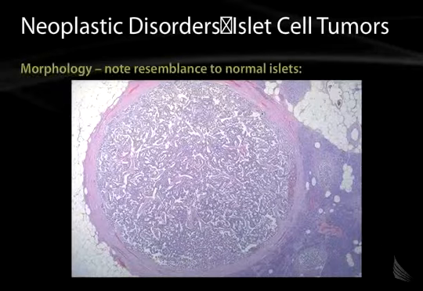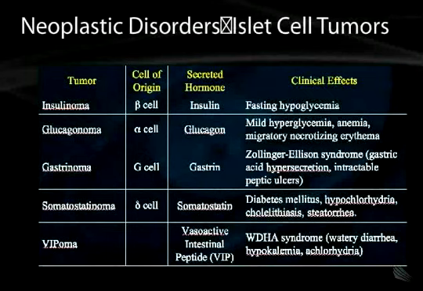This pathologic slide shows an islet cell tumor. Notice the resemblance to normal islets. This slide summarizes the various types of islet cell tumors. The insulinoma, gastrinoma, and vipoma are the ones to pay attention to, as these are the most commonly tested ones on the boards.